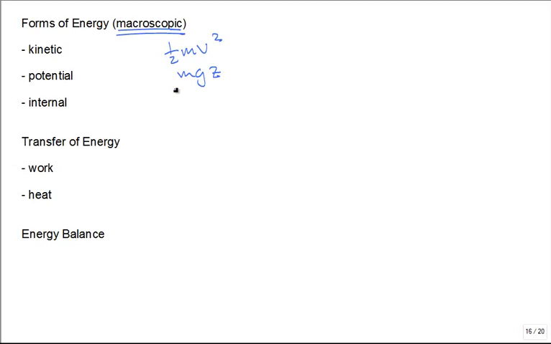Okay? It's really one way to define internal energy. It's the macroscopic form of energy that's not kinetic and not potential. You sort of define it by what you're not. But we use the symbol U for internal energy. And at this point, let me just say, if it's hot, it's high in internal energy.